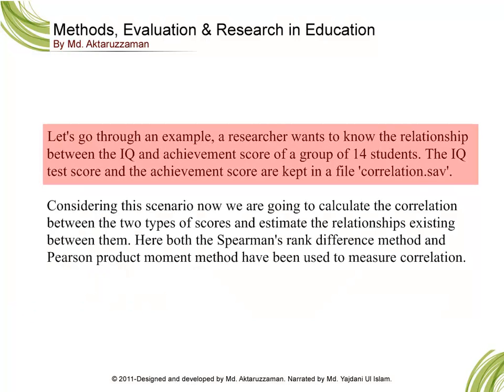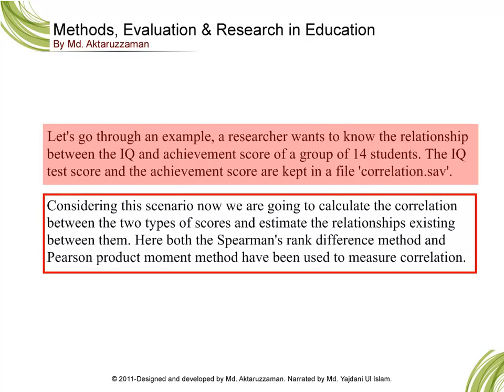Let's go through an example to clear out your confusion. Our researcher wants to know the relationship between the IQ and achievement score of a group of 14 students. The IQ test score and the achievement score are kept in a file correlation.